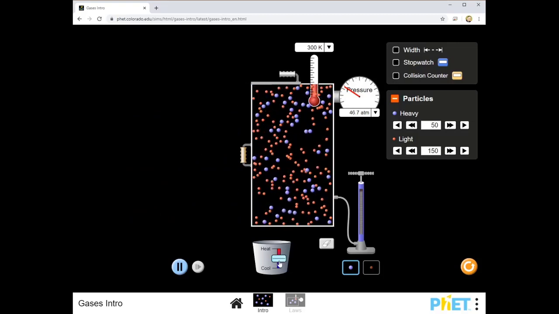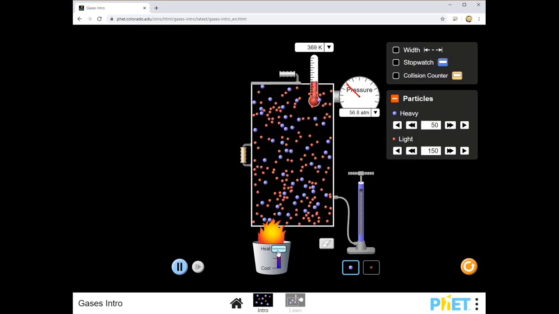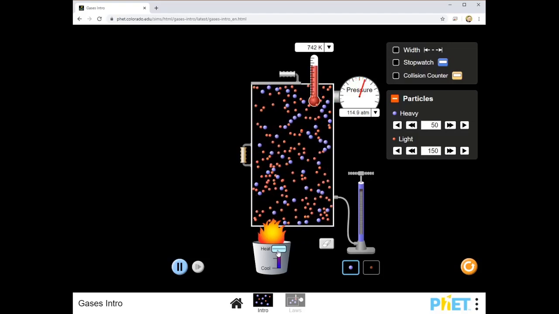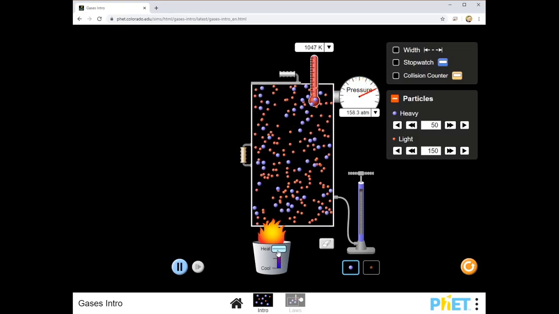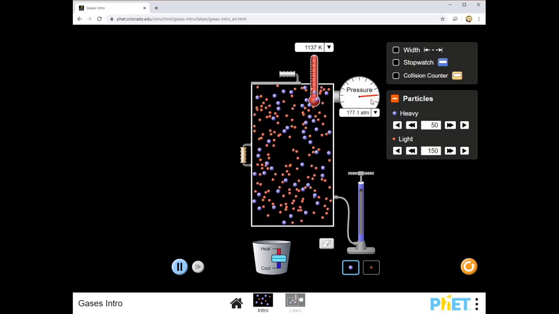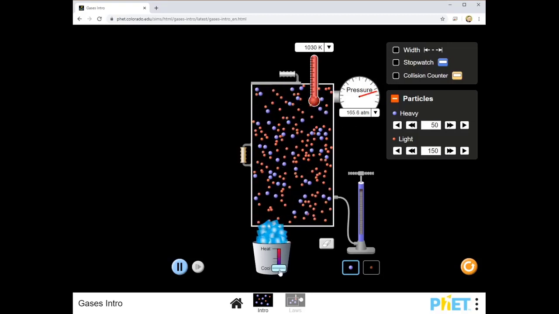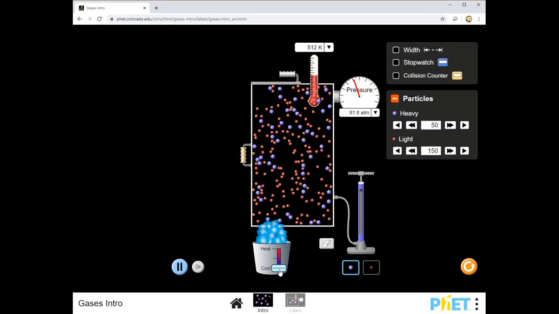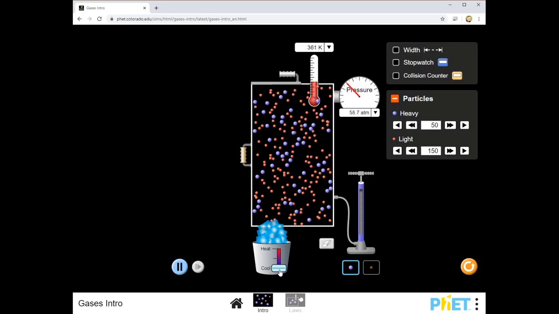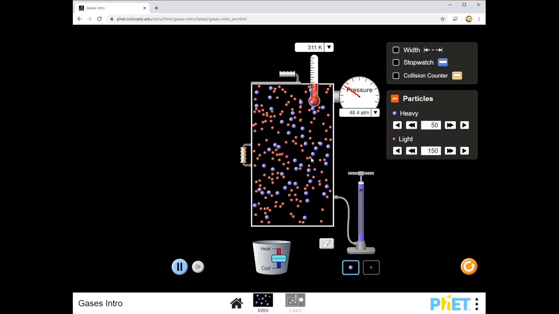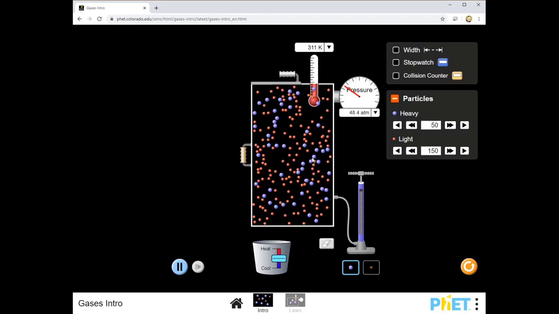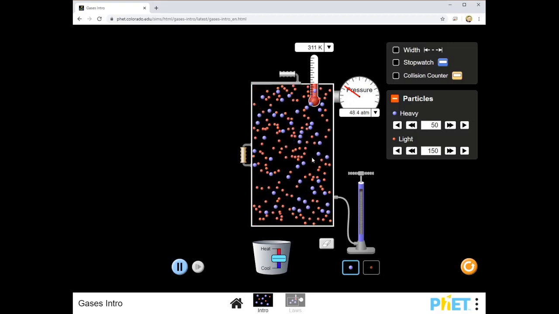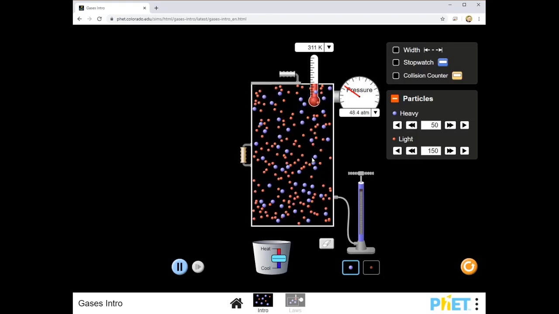All right, what about temperature? Let's heat up the gases. You heat up the gas molecules and they go faster. They bounce around faster, and the pressure goes up. What if we cool them off? We cool them off and the pressure goes down. Why? Because they slow down. The gas molecules slow down. So it's all connected to what these molecules are doing.